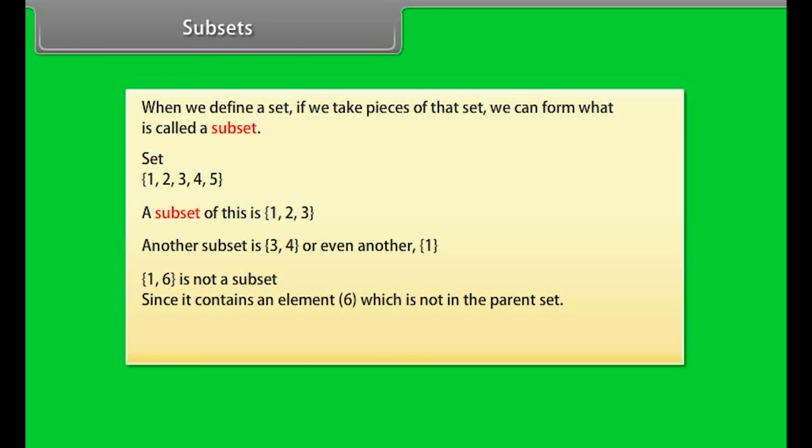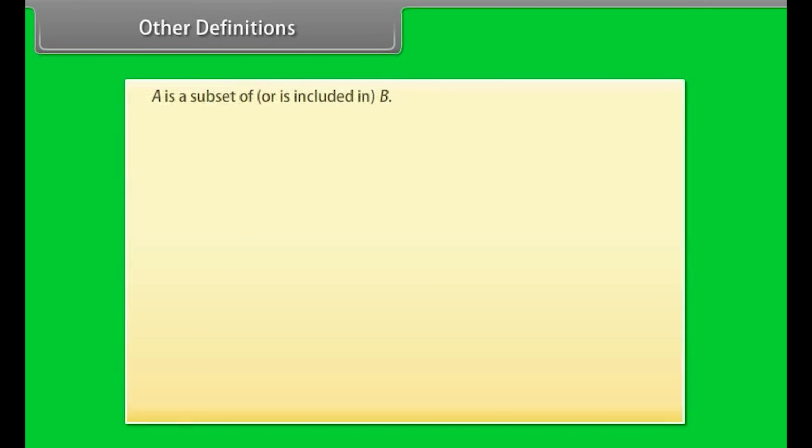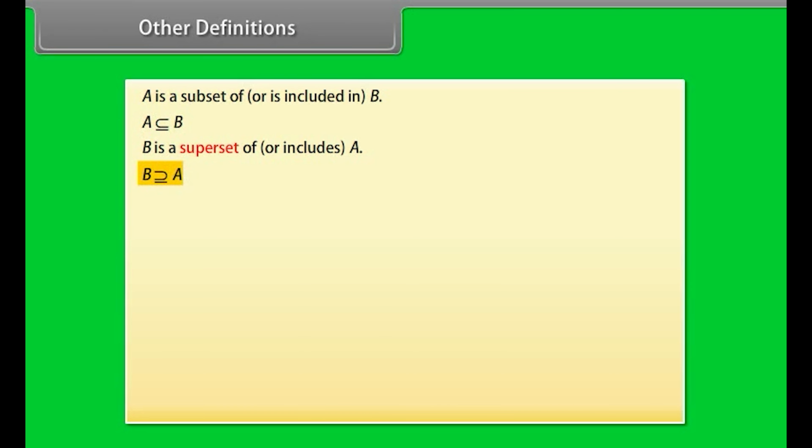In general, A is a subset of B if and only if every element of A is in B. Other definitions. A is a subset of or is included in B, denoted by this symbol. B is a superset of or includes A, denoted by this symbol.